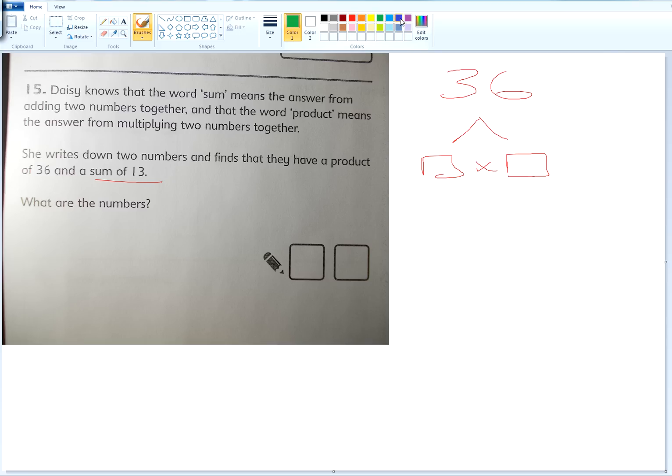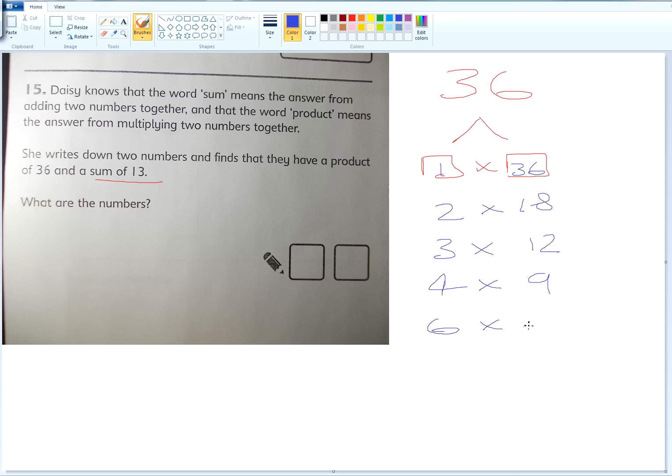Starting with, hang on a second, don't give me the answer straight away. Starting with 1 times by 36, for example. Or we could have 2 times by 18. Or we could have 3 times by 12. Or we could have 4 times by 9. Or we could have 5 or something, or no? 6. No.